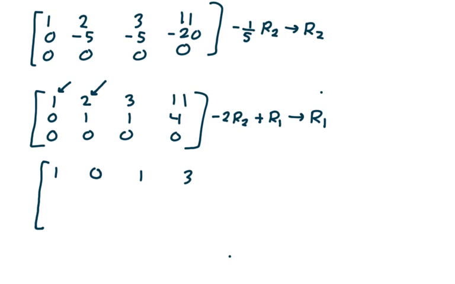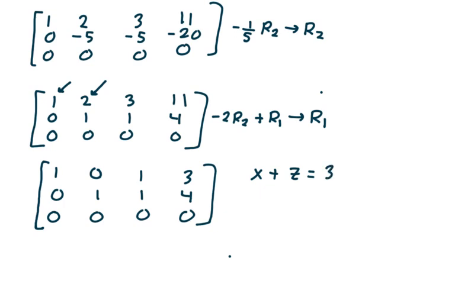In the second row, that doesn't change. I get 0, 1, 1, 4. And in the third row, we get 0, 0, 0, 0. From this, we're going to have one free variable. Essentially, we have two equations with 3 unknowns, which gives me one free variable. So x plus z equals 3, and y plus z equals 4.